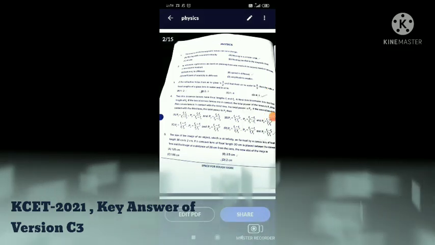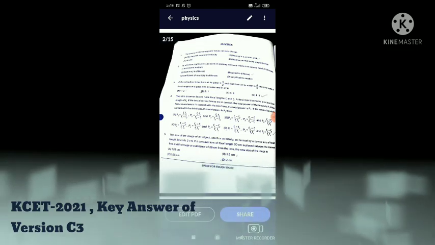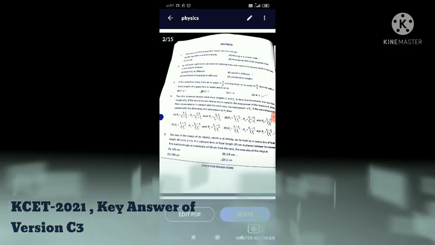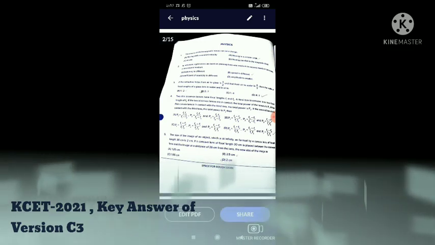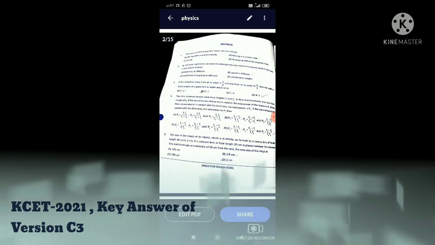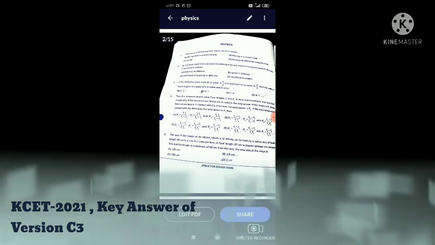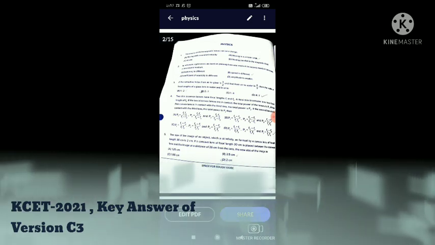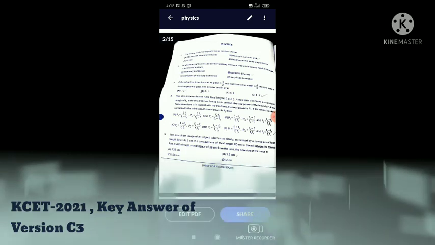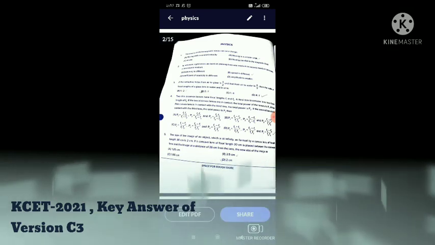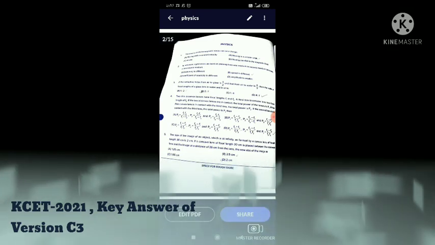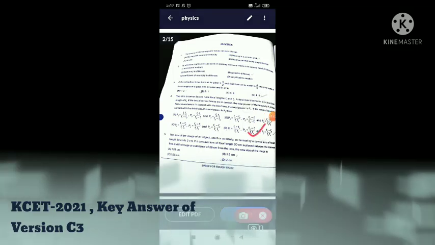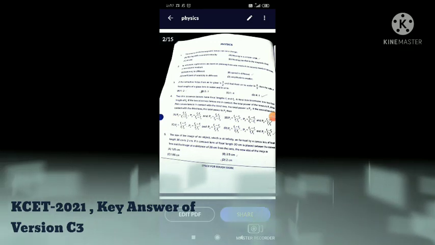Two thin biconvex lenses have focal length f1 and f2. A third thin biconcave lens has focal length of f3. If the two biconvex lenses are in contact, the total power of the lenses is P1. If the first convex lens is in contact with the third lens, the total power is P2. If the second lens is in contact with the third lens, the total power is P3. Then the correct answer is option 4, means D. Then we will move to question number 5.